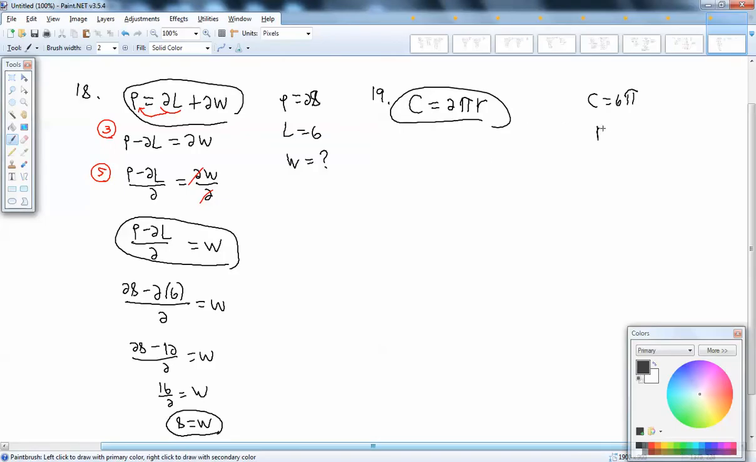Okay, so we don't know r, so we're going to solve for r. Go through our 5 steps. First step is get rid of parentheses, don't have any. Second step is get rid of fractions, don't have any. Third step is get everything with the variable we're solving for on one side, everything else on the other side.